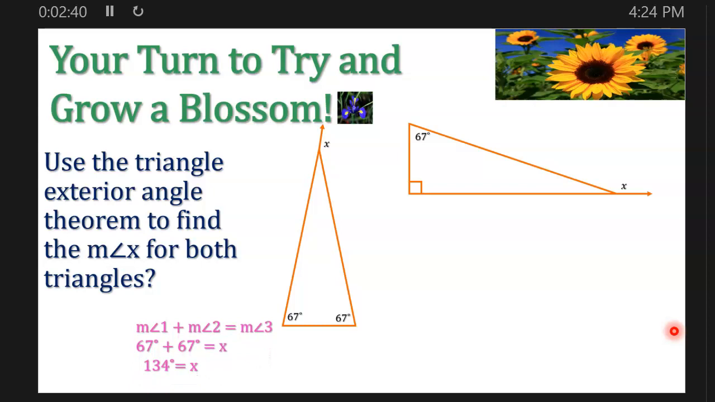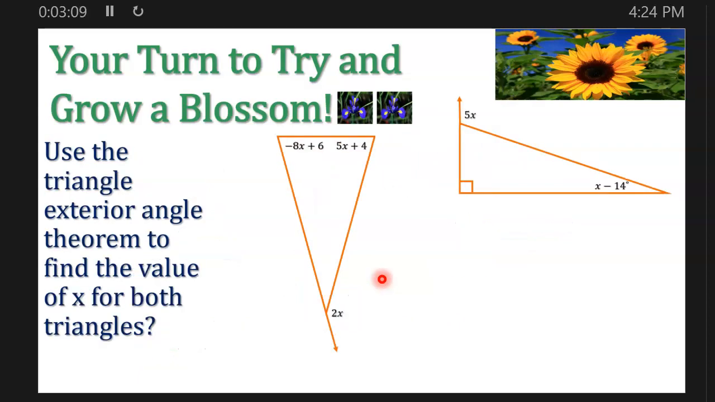Okay, for our first example, we have the measure of angle 1 plus the measure of angle 2 equals the third out here, exterior angle x. 67 plus 67, that's going to be 134 degrees. The second example, the measure of angle 1 plus the measure of angle 2 equals this outside measure of angle 3, exterior angle. 90 plus 67 is going to be 157 degrees.